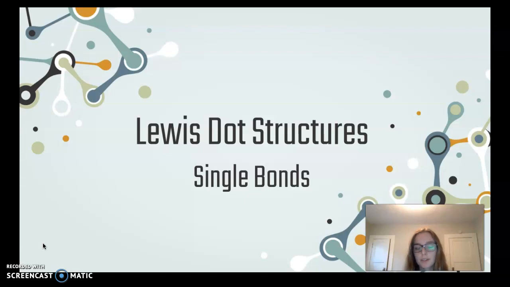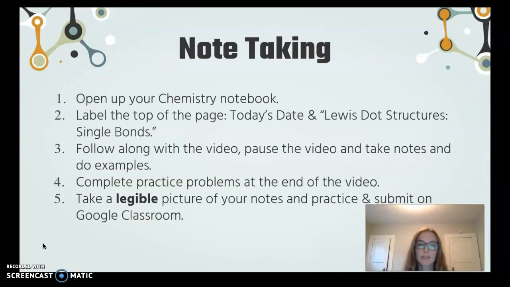This will be all about Lewis dot structures, and specifically about single bonds. So make sure you open up your chemistry notebook, and if you don't have a chemistry notebook, make sure you have a blank sheet of paper out. These do need to be handwritten notes, and then keep these notes in a safe spot so that you can use this on quizzes and tests. And throughout the rest of the year, we'll build on this information. On the top of your page, put today's date and Lewis dot structures, single bonds.